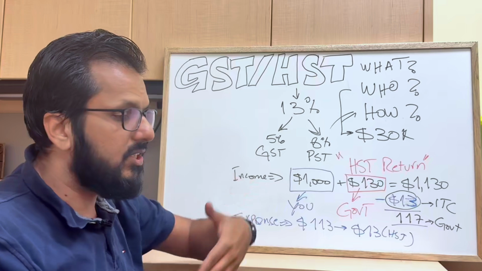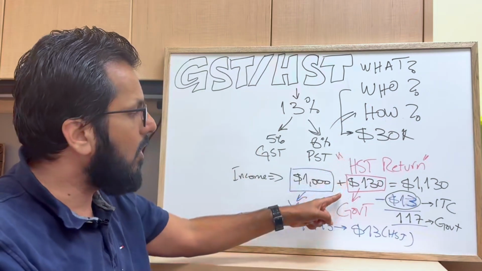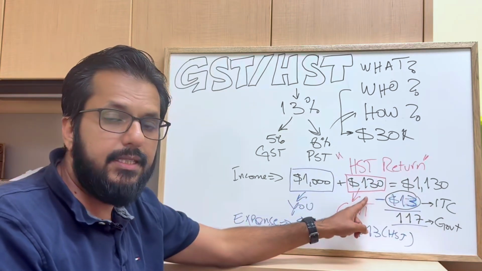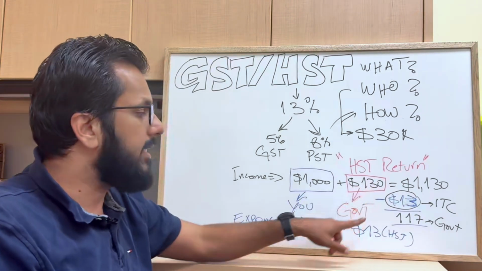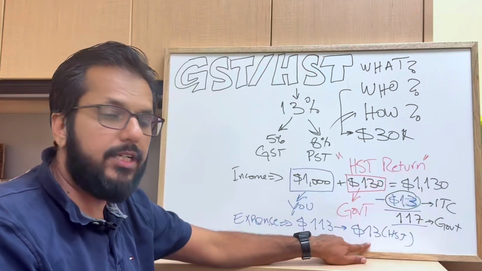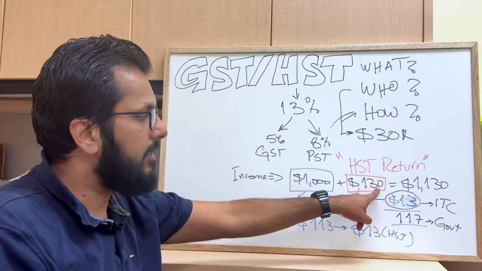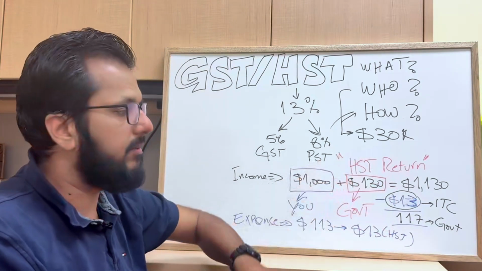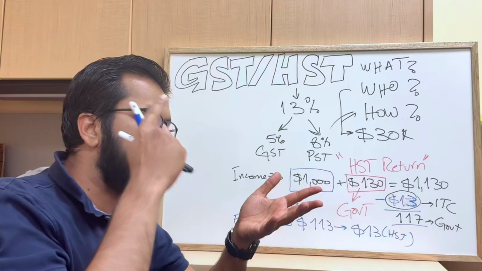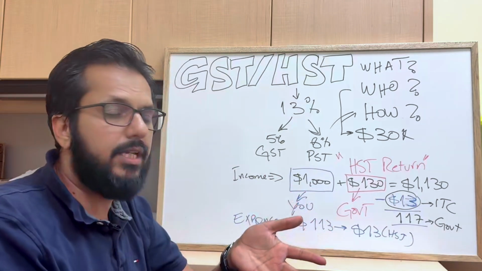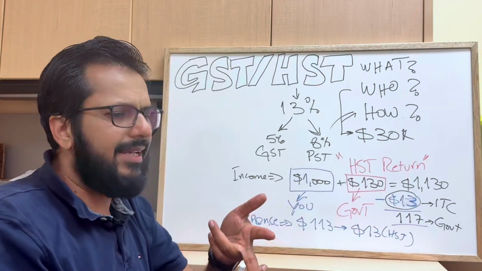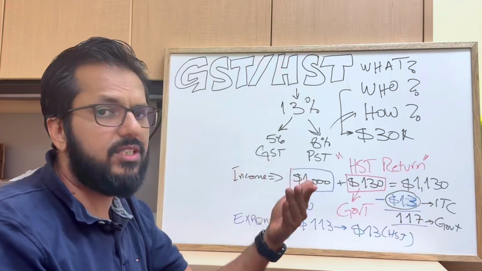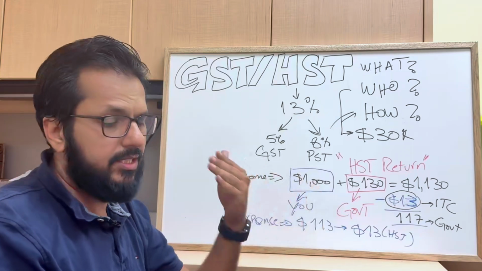Second thing, the HST that you're collecting on top of your income or sales is a liability. This amount you have to send to the government, minus any HST that you paid on your expenses. You deduct that from the amount of your liability, and you pay the net amount to the government on time. Otherwise, there are going to be penalties and interest that you have to take care of, and there are HST audits. The CRA, as I said, takes HST very seriously. So you have to be on top of HST as well.